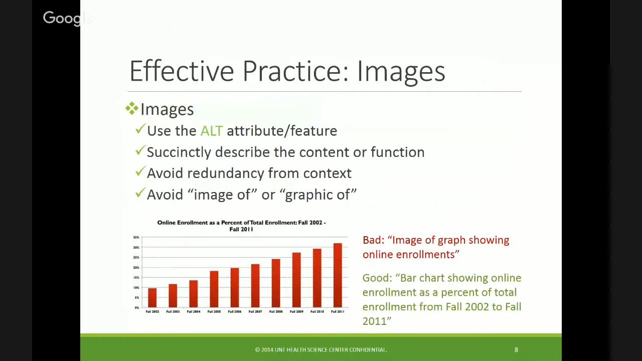So we're going to go through some effective practices for some of these non-text equivalents. Let's first go with images. We want to make sure that when we load an image and make it available to our learners, we use the alt attribute or feature within the tools that we're using. We need to succinctly describe the content or function of the image.